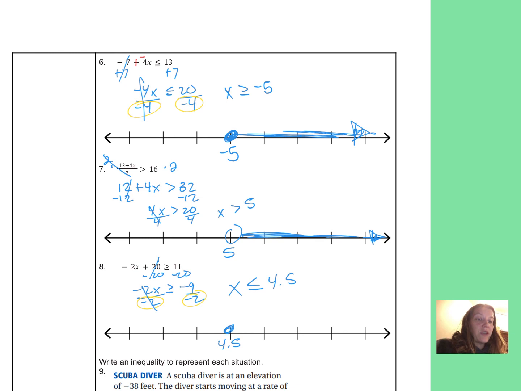I want a filled in circle because it has the equal to part. I want values that are now less than that. So I'm going to shade to the left for the values that are less than. And any notes you want to make off to the side to remind yourself, go ahead and do so.